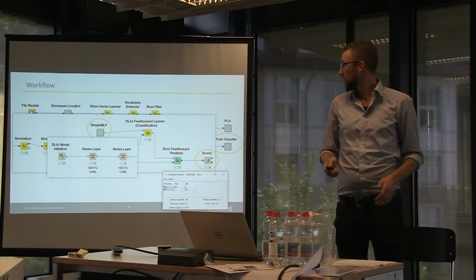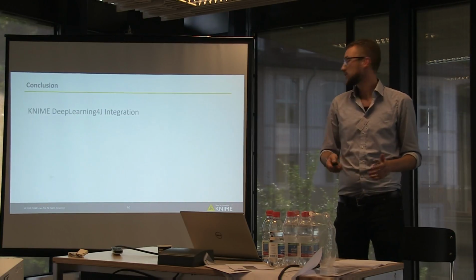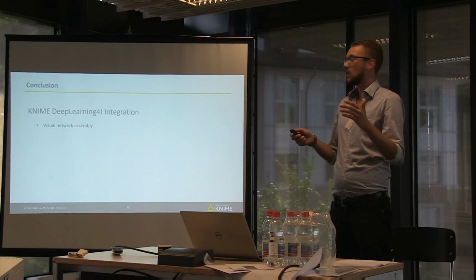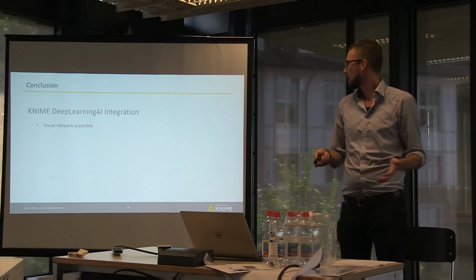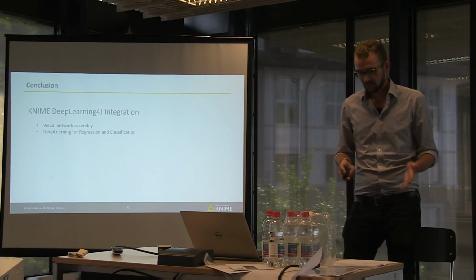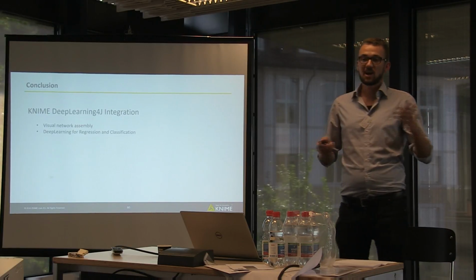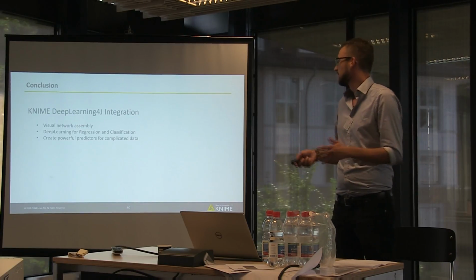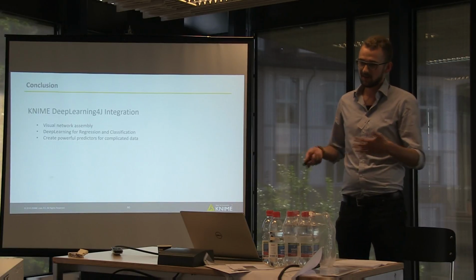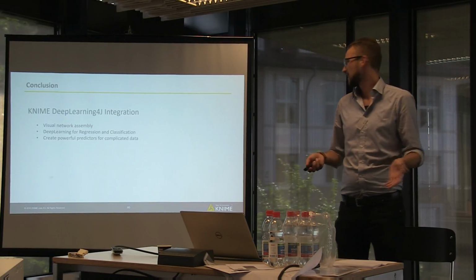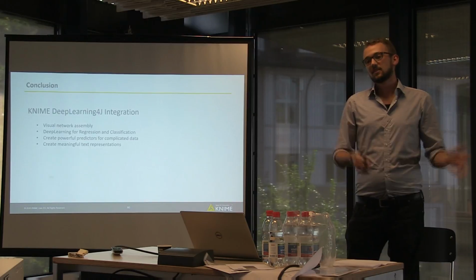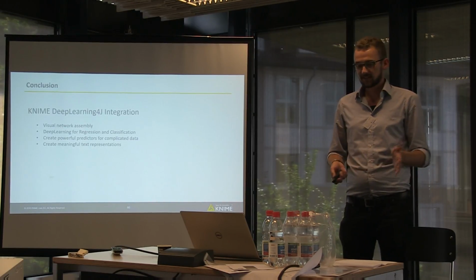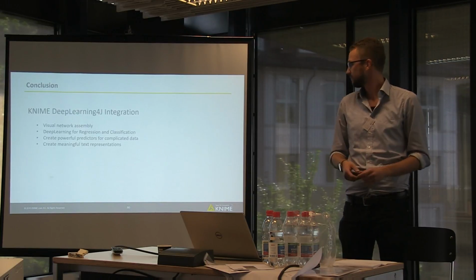So now I'm at the end of my presentation. As a conclusion, it can be said that the Deep Learning for Java integration offers you to visually assemble a network. Then you are now able to use deep learning for regression and classification in KNIME. Then we can, of course, use the power of deep learning to create powerful predictors for complicated data sets. And we also can create meaningful text representations using these word vector models.